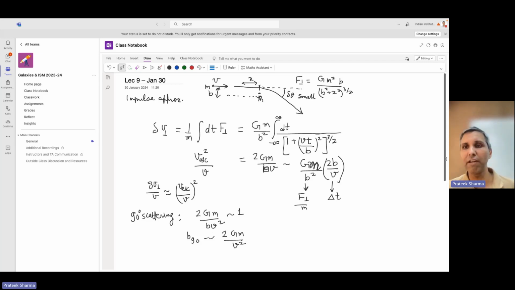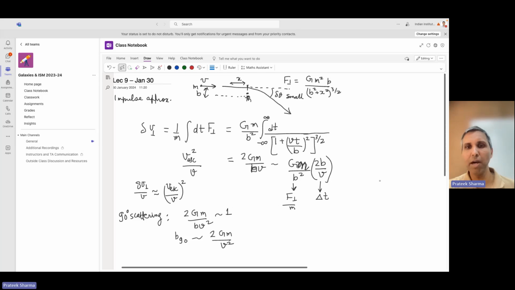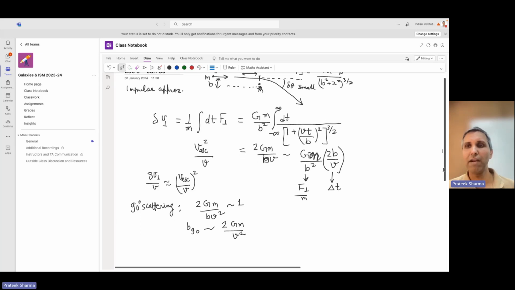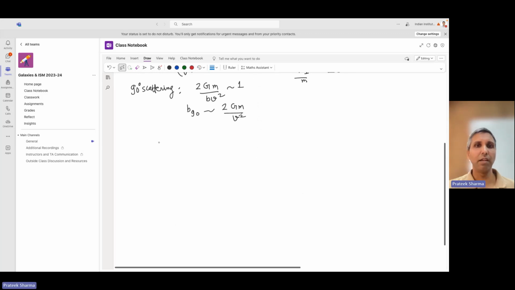Okay, now this is for a given impact parameter B, but in general you will have a range of B's, right? So we have to find what will be the deflection if you have a randomly distributed B. So we are actually considering a uniform distribution of stars. It's an approximation because stars in a galaxy have density profiles, some distributions, but we are giving you qualitative ideas which apply if the scale of variation of the density is larger than the scales at which we are interested.